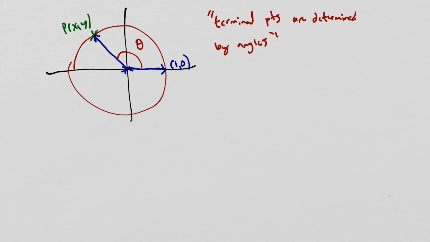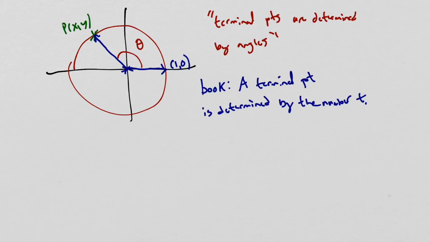And in the book, we say that a terminal point is just determined by the number t. Recall, by convention, an angle that's measured in the counterclockwise direction is always a positive angle, and an angle measured in the clockwise direction is a negative angle. Common angles are going to correspond to common points on our unit circle.